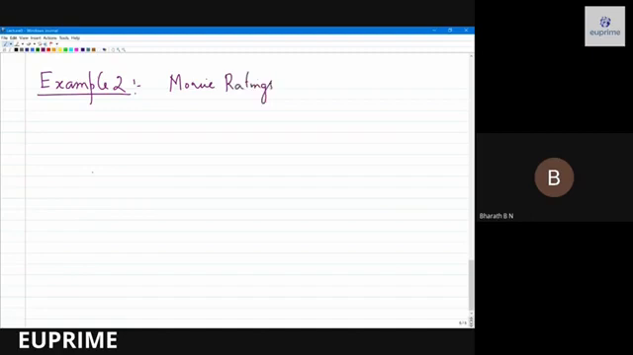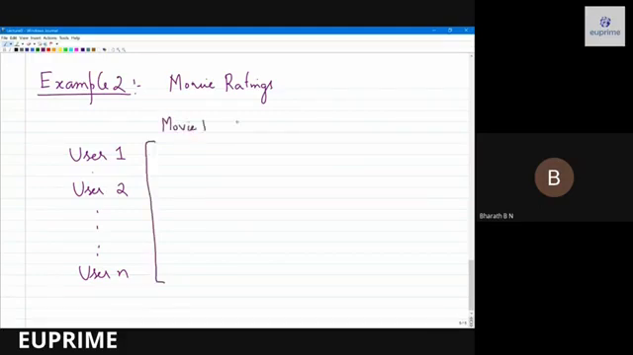So this problem is about movie ratings. So how do you rate? What is this problem? Essentially, when you rate a movie, you have users. Let's say user 1, user 2, and so on, user n. So there are n users who are watching movies on Netflix or whatever, and there are so many movies, right? Movie 1, movie 2, and so on. Let's say there are m movies.